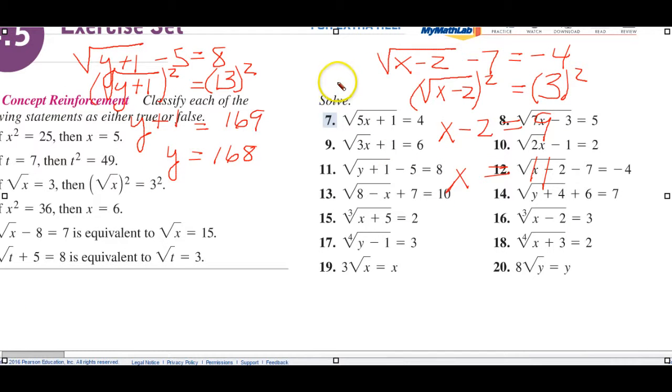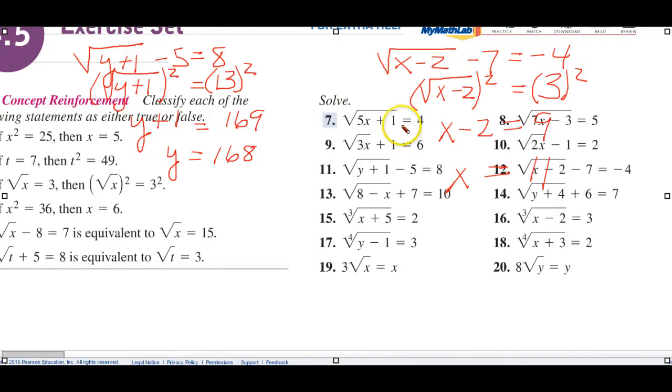And these last two, again, we have to isolate the radical, so we transpose the negative 5 to the other side. It becomes a 13. Square both sides. We then have to isolate the y, subtract 1 from both sides. Y equals 168.